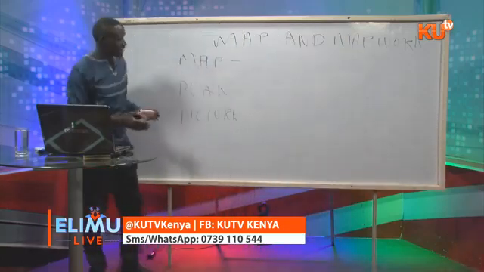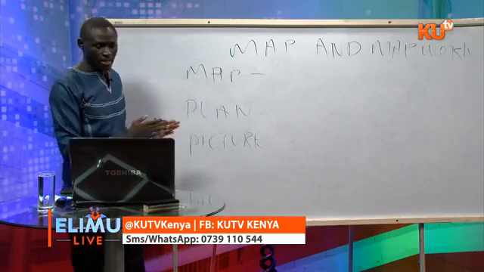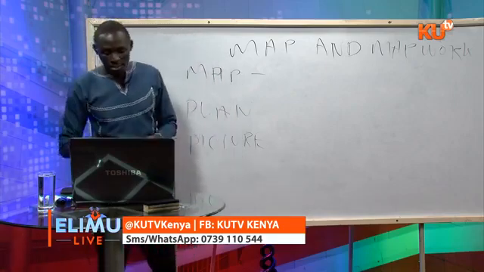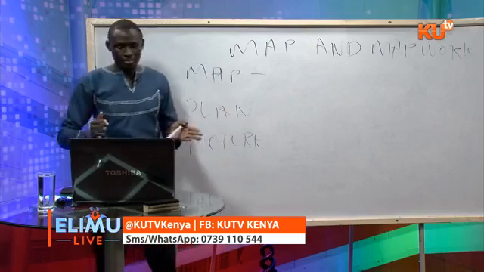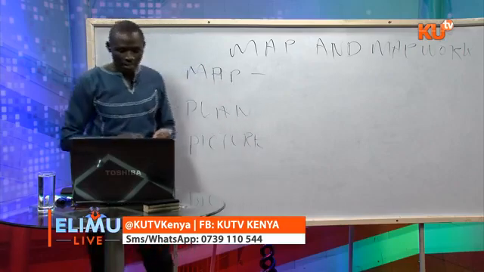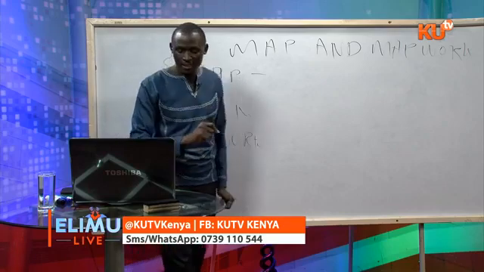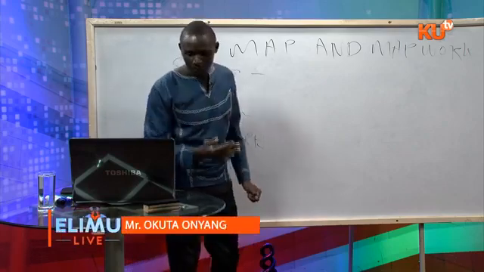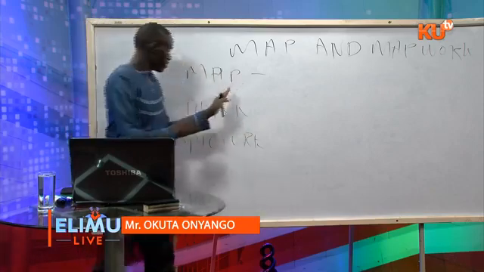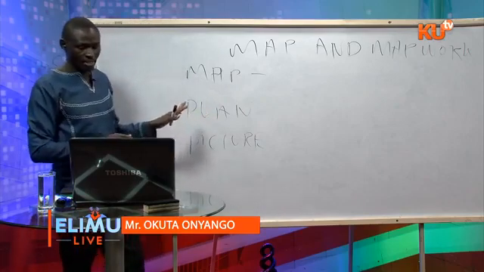Then the other one is that a map can be defined as a drawing of a particular place. It can be a city, a country, or any area that has been presented. It can be drawn partly or all of it. Then the other one is a visual representation of the entire area or part of an area, typically presented on a flat surface.